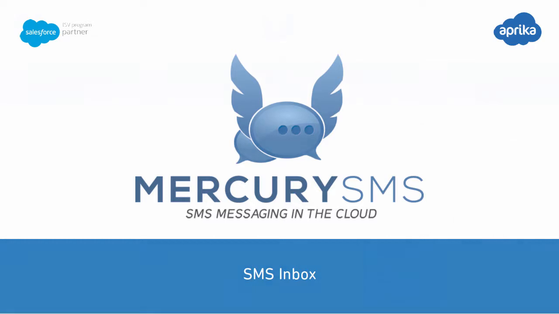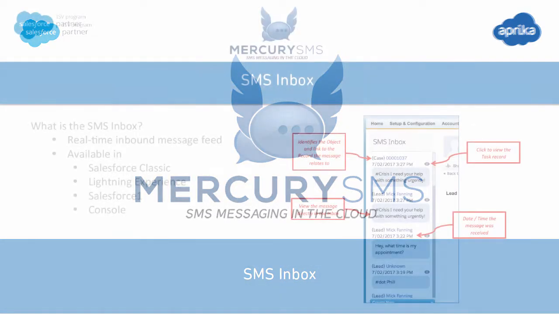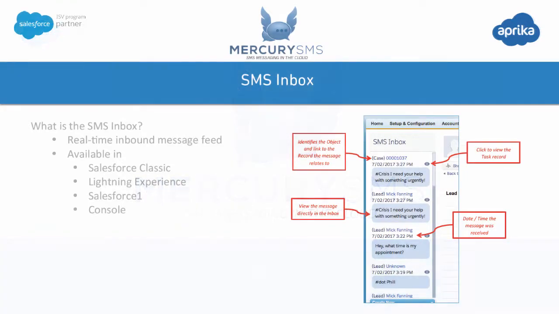The SMS inbox is a component that can be added to a number of places within Salesforce that provides you with real-time visibility of any inbound messages that are being received by Mercury as they are received. You can add the SMS inbox to the Salesforce Classic sidebar to any Lightning page within Lightning Experience.